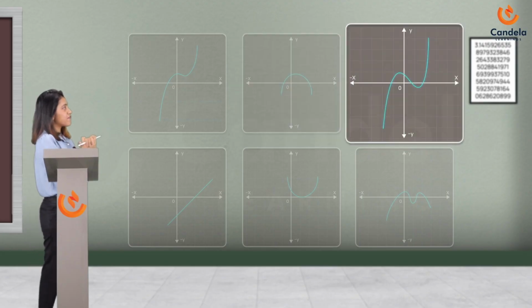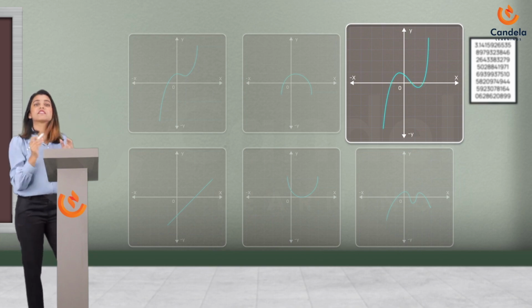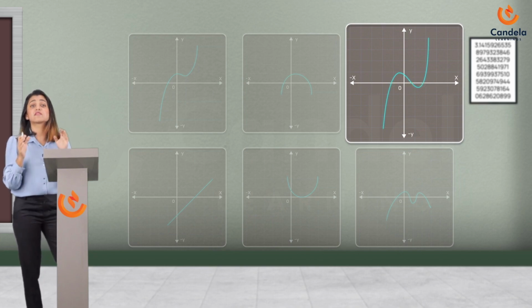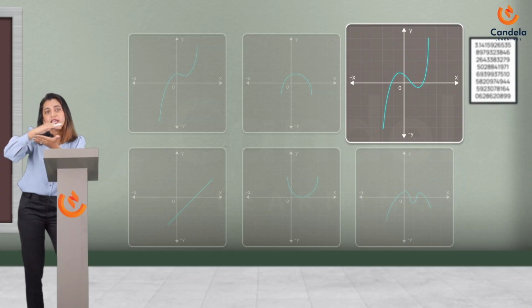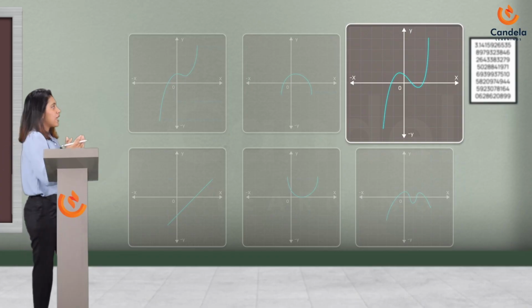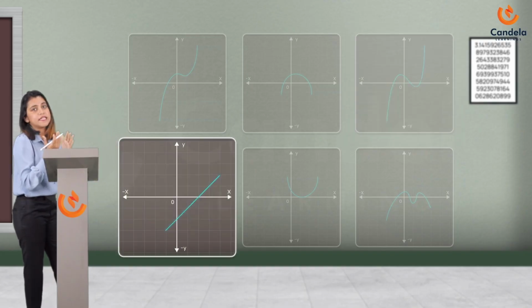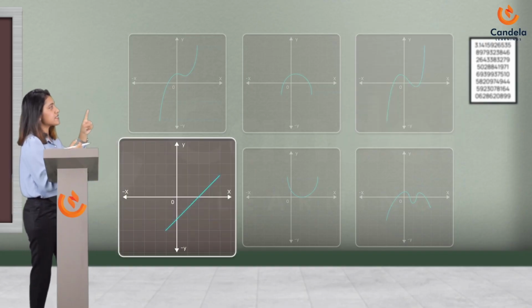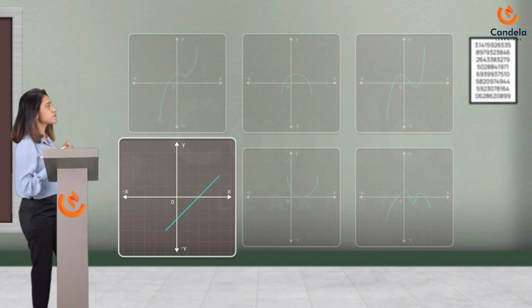And in the third graph, you can see that the graph cuts x-axis at 3 points, which means there are 3 zeros. This is how we'll be finding the number of zeros in each case, just by looking at the points where the graph cuts x-axis. The x-coordinate of that point is the zero. And let's take the fourth graph. It is a straight line, which means it is a linear polynomial. And it cuts x-axis at 1 point, which means there is 1 zero.